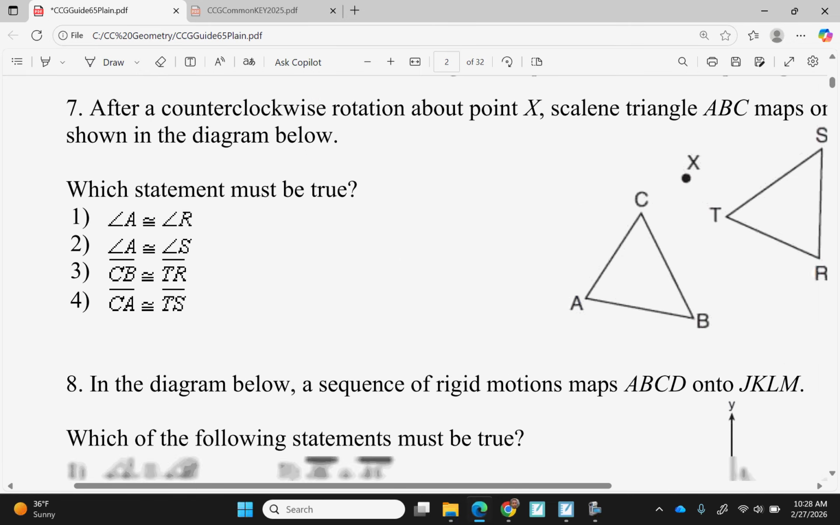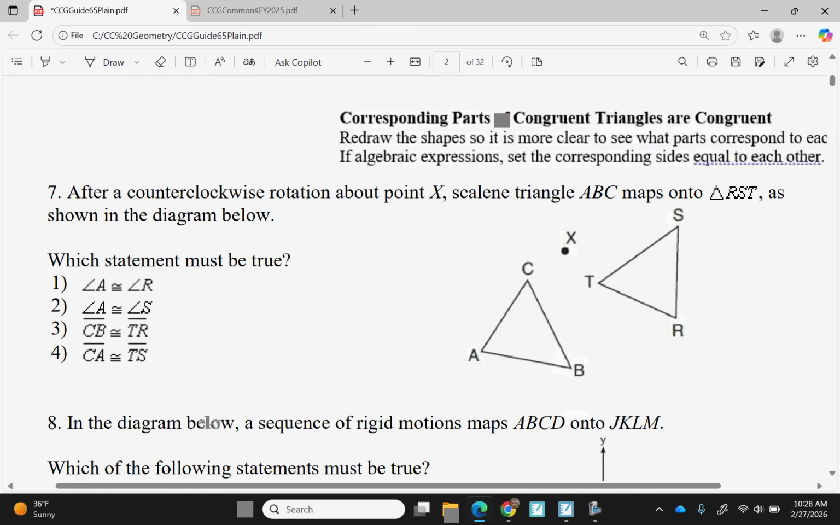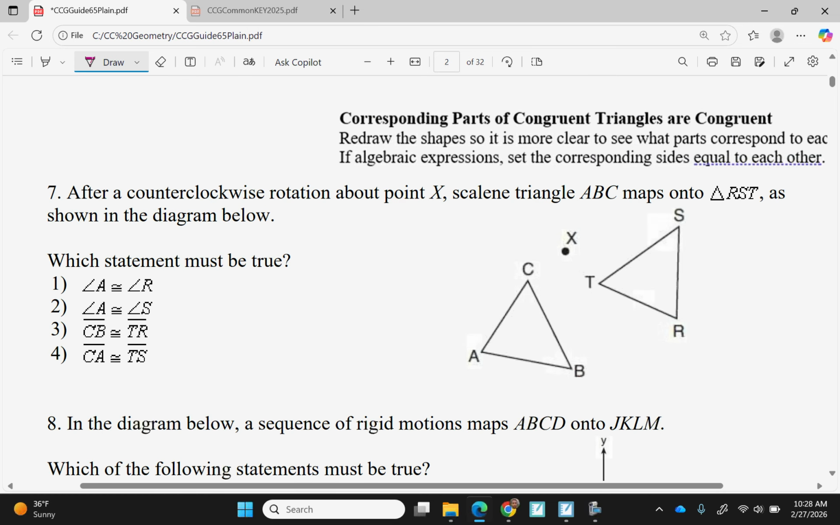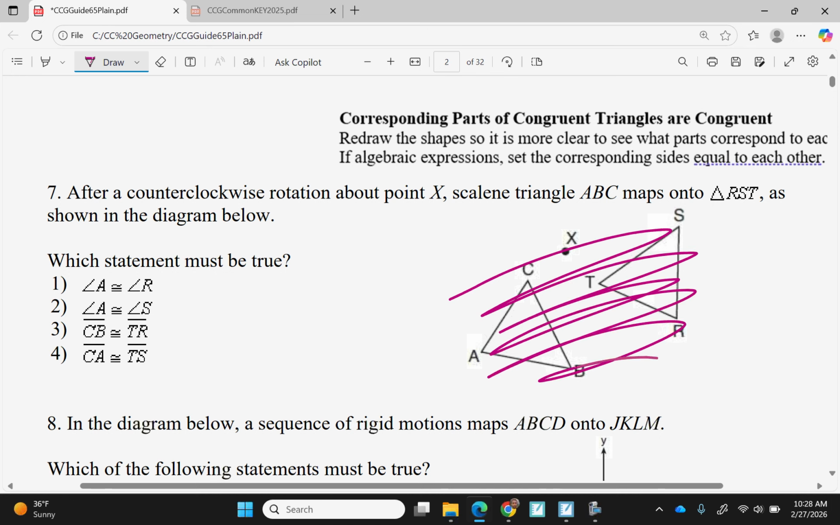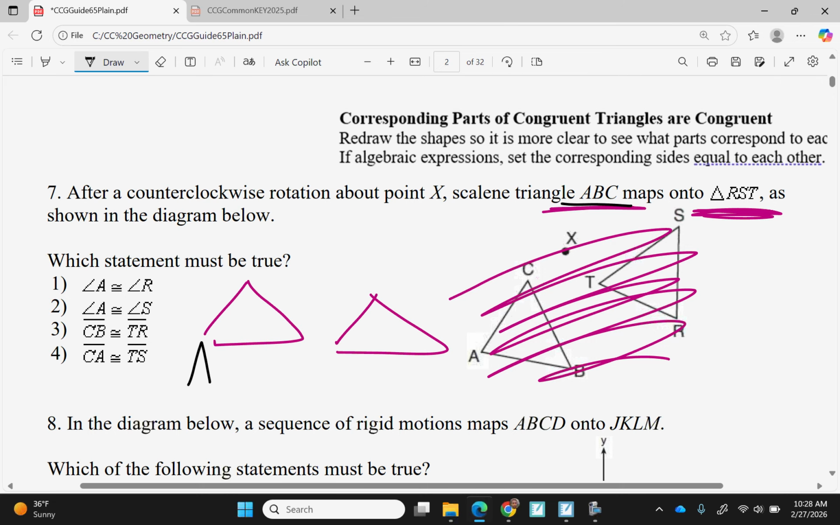All right, corresponding parts of congruent triangles. They're going to try and trick you. They're going to take an easy question and make it complicated. Don't let them do it. This picture is bad. I'm going to draw my own picture. I'm going to draw my own two triangles. They don't have to look like the original triangles. And I'm going to put the letters in the same order in which they are in the problem. So if ABC goes left, top, right, then RST must also go left, top, right.